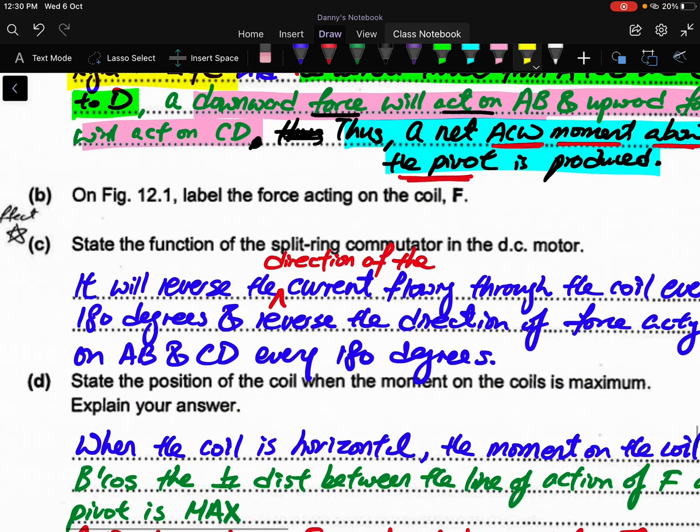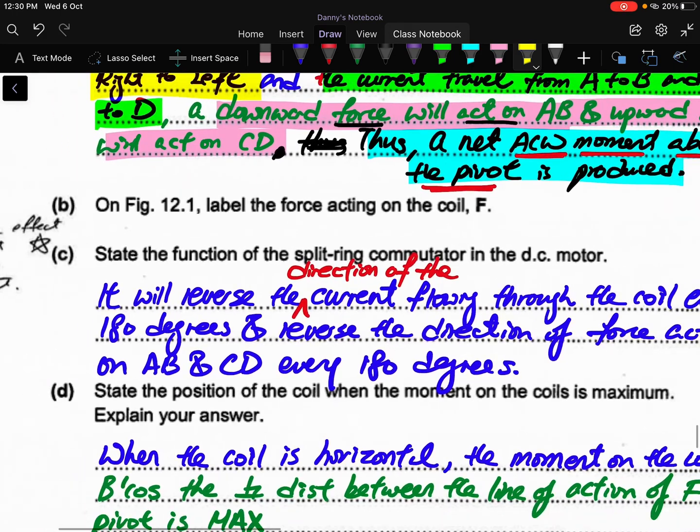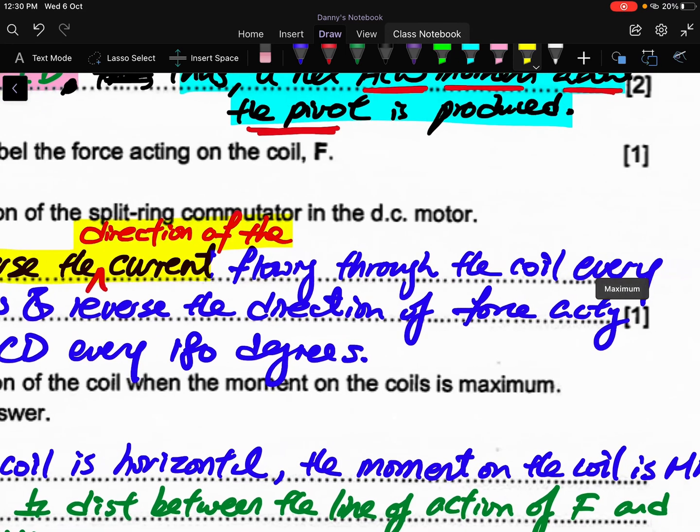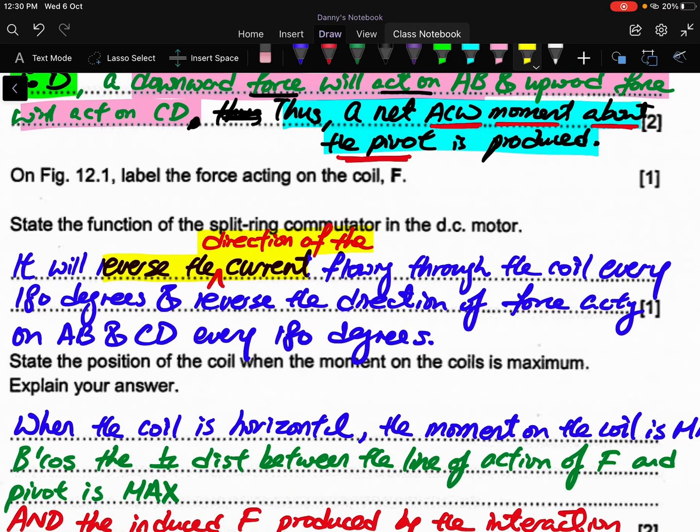For part C, you are supposed to explain the function of the split ring commutator. Always state the first level explanation first, that it will reverse not just the current but the direction. Then on the second line, because it's 1 mark 2 lines, explain so what if you reverse the direction of the current, what is the effect of this change. Then explain that it will reverse the direction of the force. Of course, whenever you talk about reversal, you also must mention when it reverses.